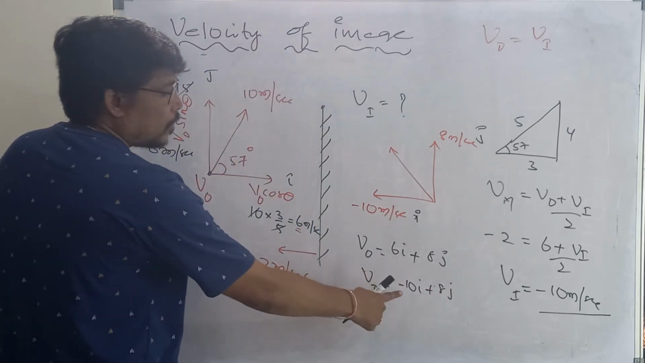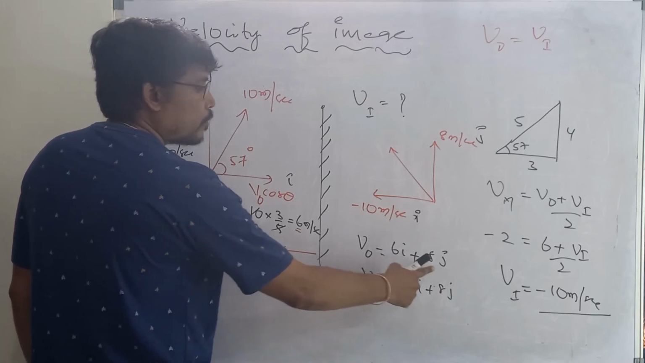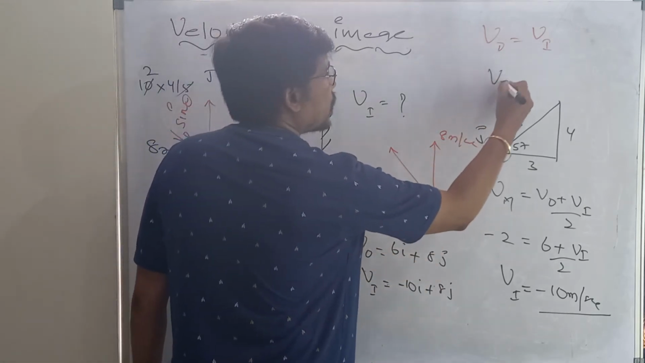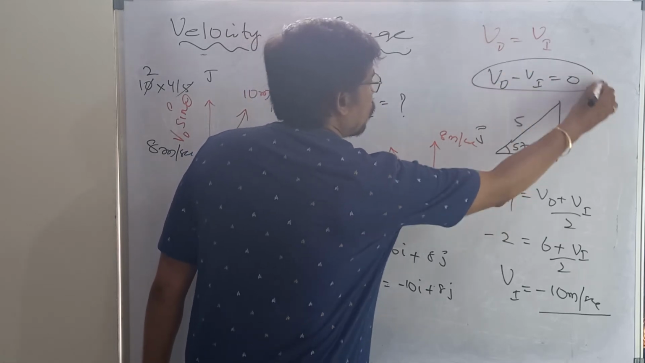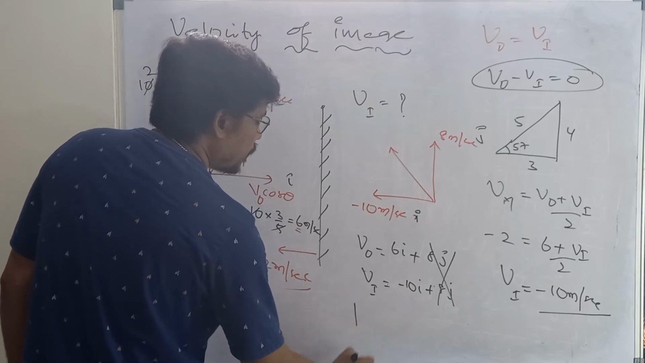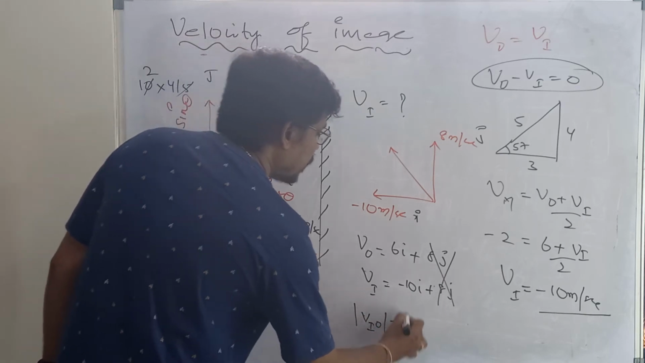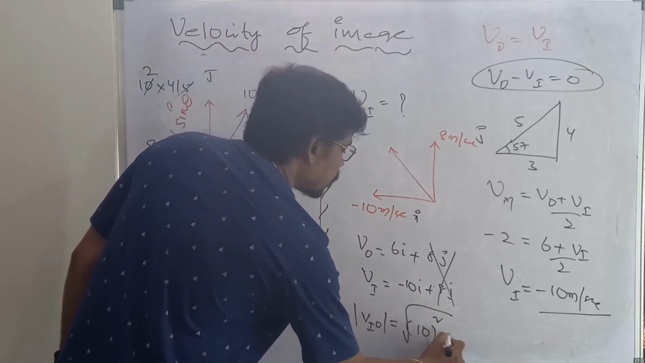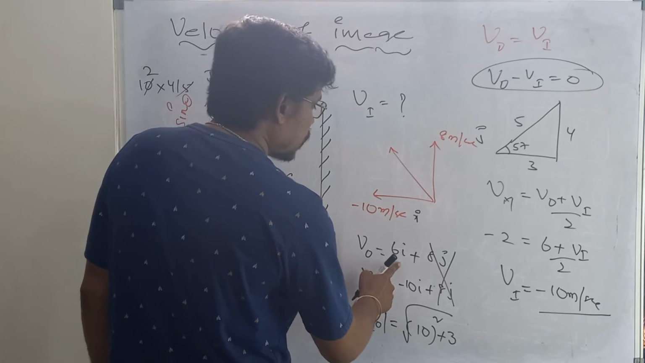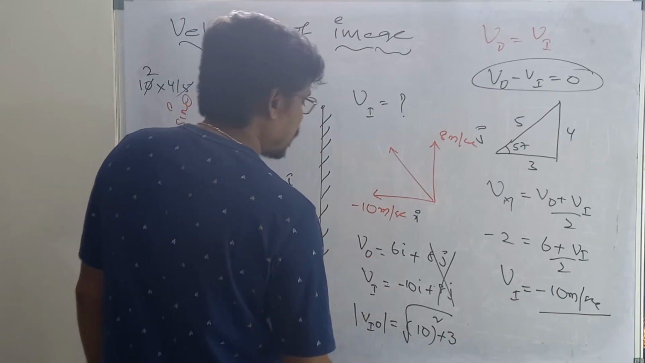So I am asking for the velocity of the image along the i component and the velocity of the object along the i component, because these two get cancelled. So there is no relative velocity. I told you that from this you can write v0 minus vi is equal to 0, so no need to calculate this. If I want vi minus v0 or its magnitude, I can write simply root over 10 square plus 36.